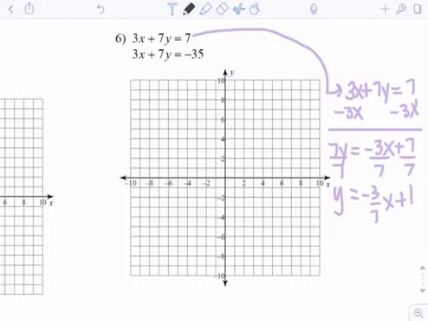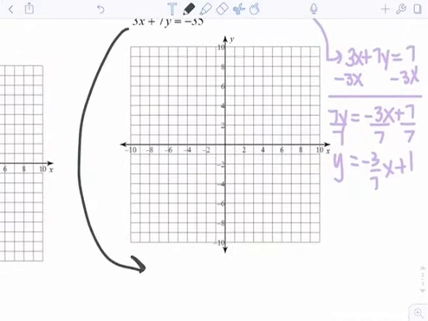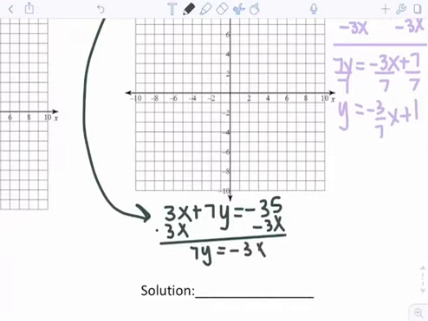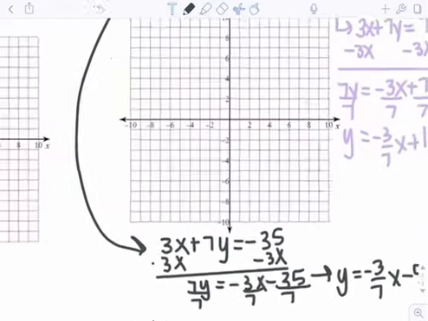Let me solve the second line first before I start graphing, okay? And I am going to do that down here. Okay, so I'm going to subtract both sides by 3x. So 7y equals negative 3x minus 35. Divide everything by 7. So my new equation is y equals negative 3/7 x minus 5. Okay, so I'm going to graph that one in green first.